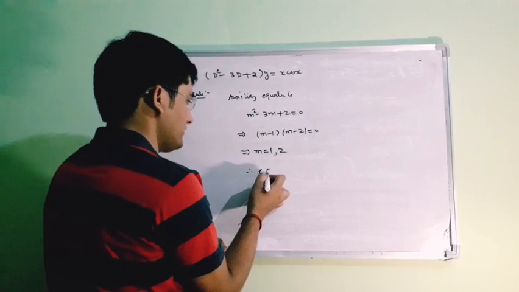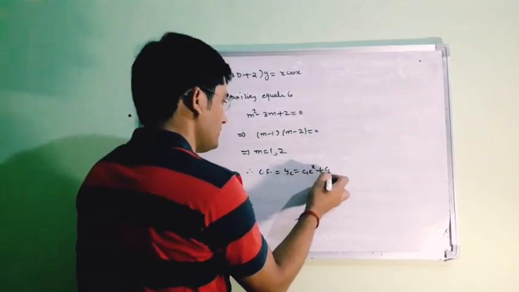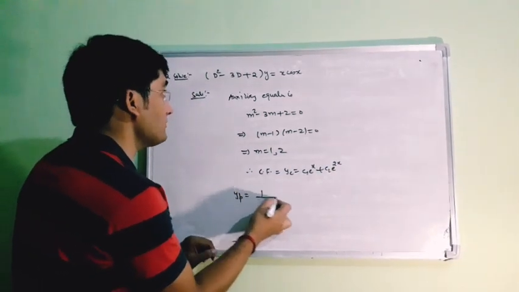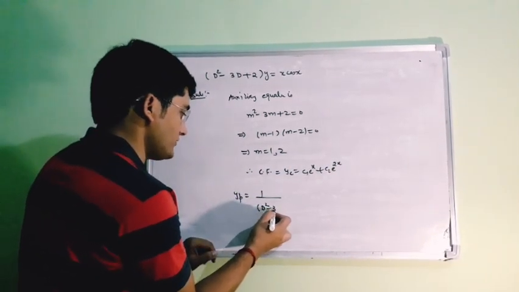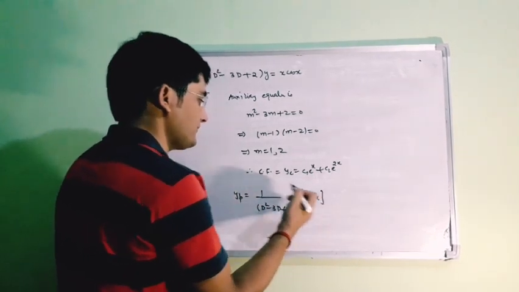So therefore your complementary function will be, say, yc equal to c1 e to power x plus c2 e to power 2x. And your particular integral will be 1 upon d square minus 3d plus 2, and then in the bracket we will have x into cos x.